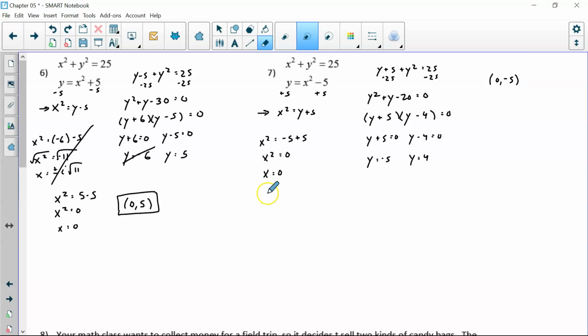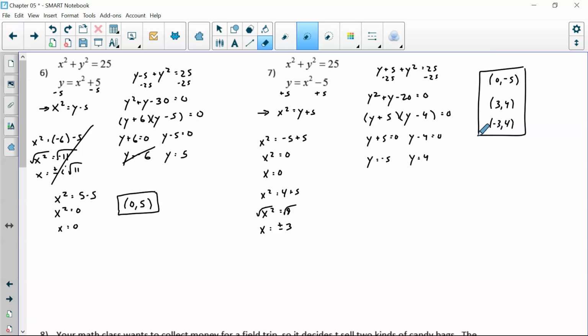Let's see what happens when y is 4. So it's going to be x squared equals 4 plus 5. X squared equals 9. Take the square root of both sides, and don't forget you get x equals not just 3, but positive and negative 3. So our solutions there would be (3, 4) and (negative 3, 4). There's our 3 solutions. If you were to graph these, you'd see 3 points of intersection.